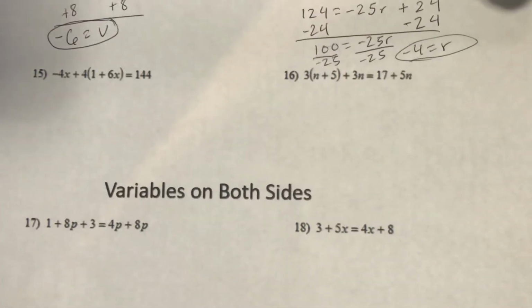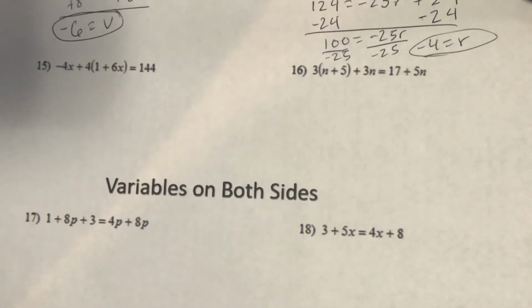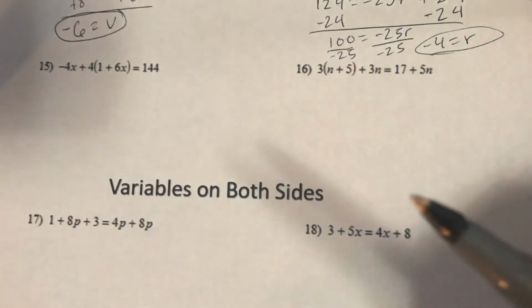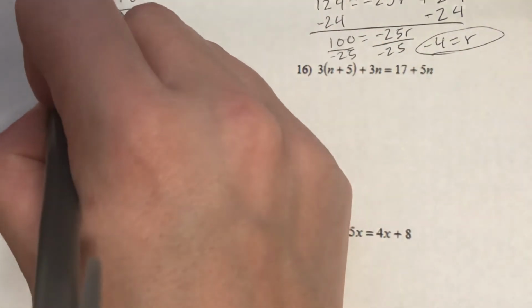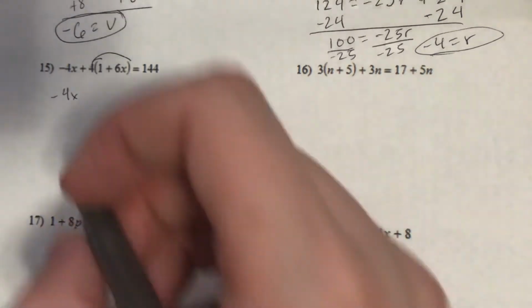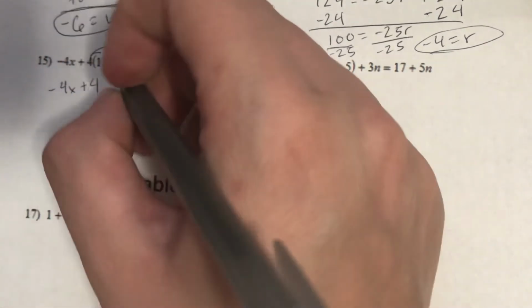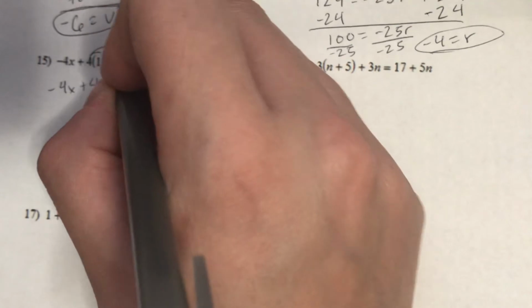All right, so let's have you guys try this next one, and then we'll go over it. So pause the video and try it. All right, so we're going to distribute. Over here, we get -4x plus 4 times 1, which is 4, plus 4 times 6, which is 24x.